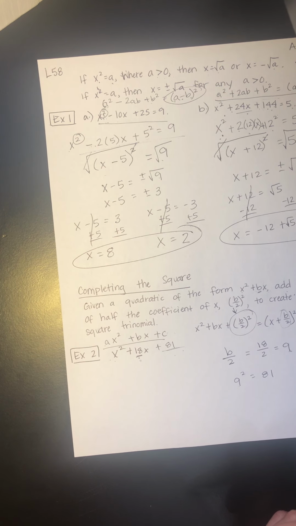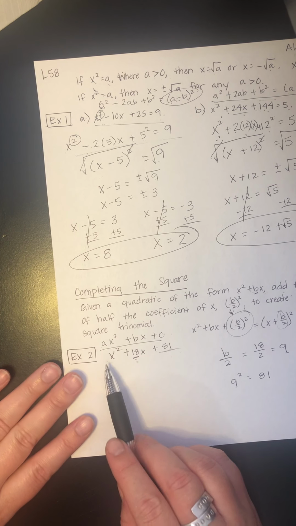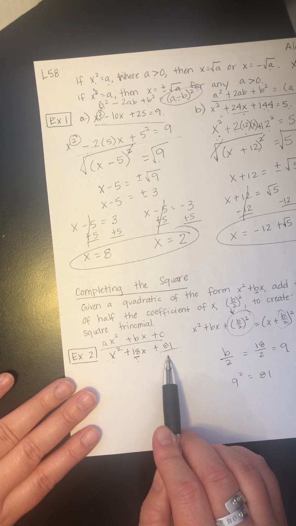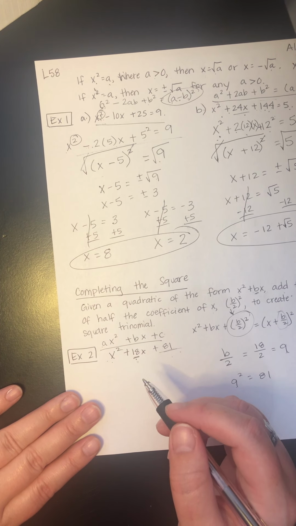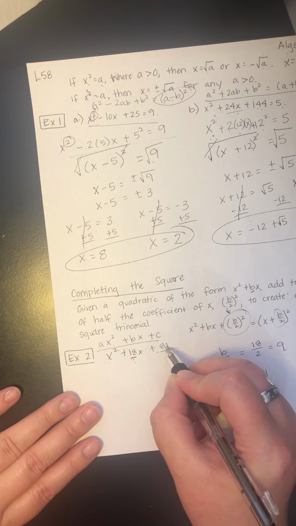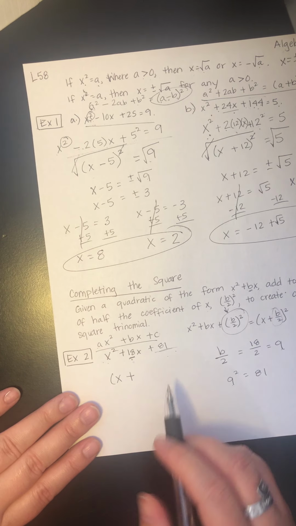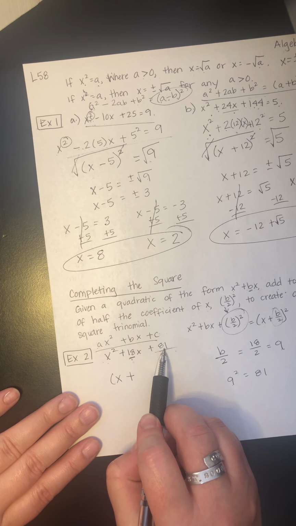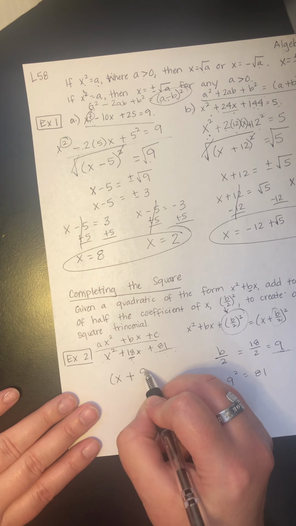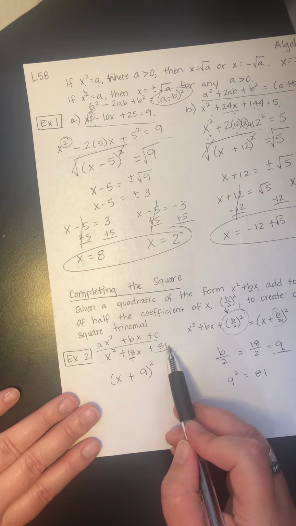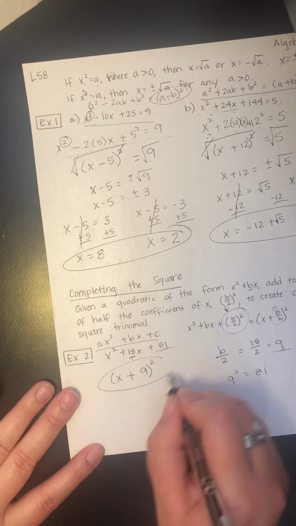So now they ask us to factor it. Well, to factor it, we're going to have a plus b, because we have 2 positives here. If there was a minus here, we'd have a minus b, but it's a plus b. The answer to your first step, which is 9, is going to be what you're going to put in here, because if we square it, 9 squared is 81. It's the same thing. So x plus 9 squared is our answer.